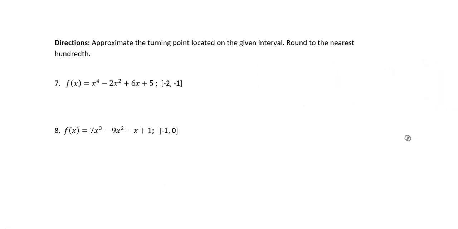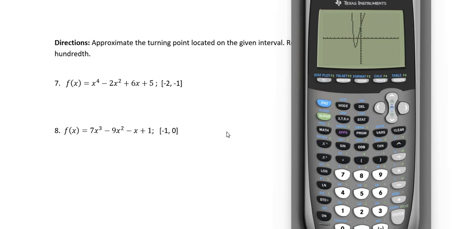For the next 2 problems, we are approximating the turning point located on the given interval and round to the nearest hundredth. So for these problems, we are going to be using our graphing calculator. For problem 7, I've entered my equation into my calculator. I'm going to look at my graph and see if my window is set appropriately. I can see my turning point in this window, but I'm going to zoom in. That's just a personal preference of mine. You may not want to do that, but I'm going to change my window so I can see that a little bit better.